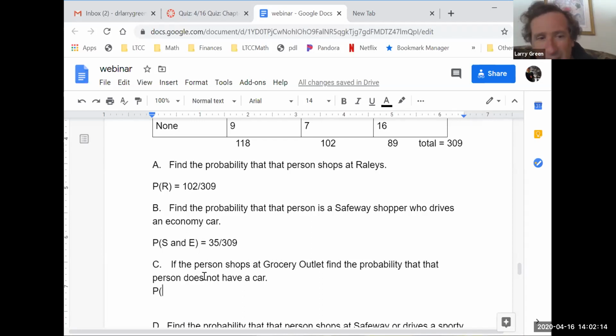We're told that they shop at Grocery Outlet, so the given is G, and we want the probability of not having a car. So I'm going to write N, and then the little vertical line, G. Okay, so most of you got it, which is good.